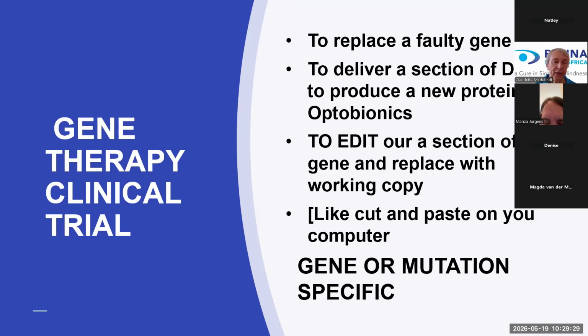And you all know how to do that in your computers. You do cut and paste, probably not every day, but certainly sometimes. That's exactly what they do in gene editing. They have a tool like CRISPR-Cas9 that can go into the cell, cut out that faulty section of the DNA and replace it with a working copy. And that is in clinical trial at the moment. This is usually a gene, or even within a gene, that specific mutation only might be applied. So it's gene or mutation specific.